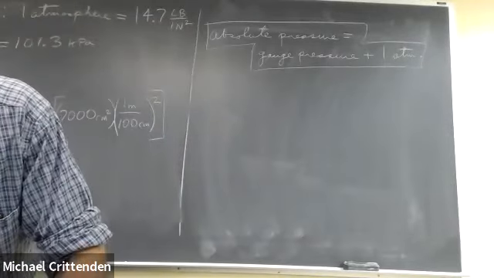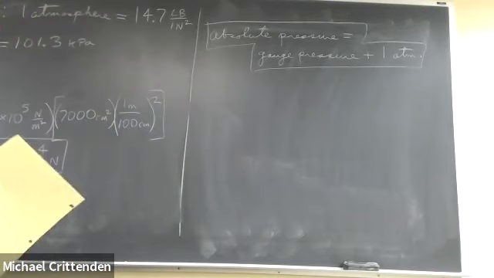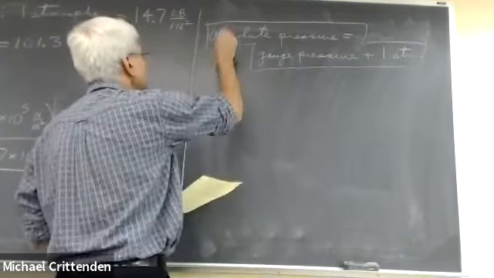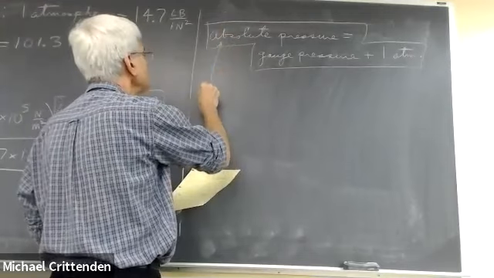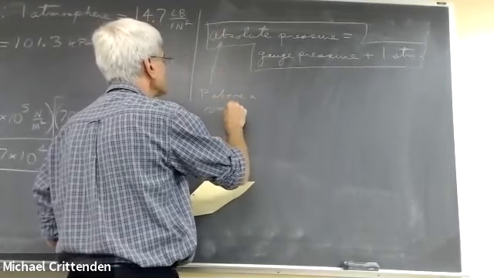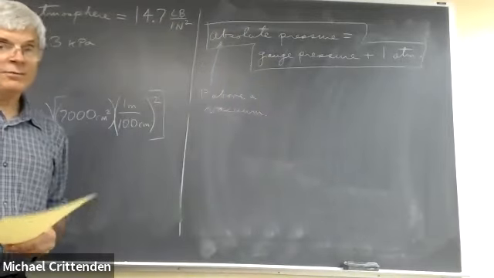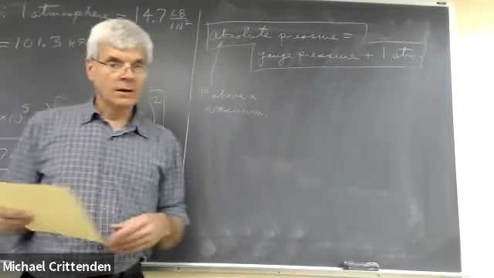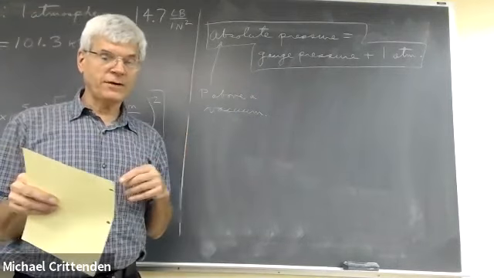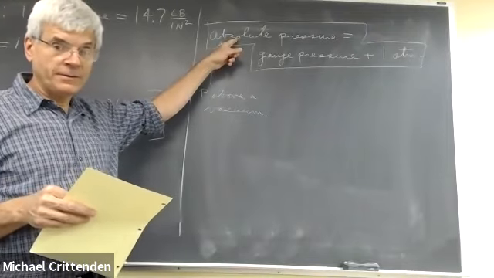The absolute pressure equals the gauge pressure plus 1 atmosphere. Absolute, again, meaning pressure above a vacuum. For purposes of a course like this one, if you hear something just called pressure, without anybody specifying absolute or gauge, they're talking about the absolute pressure.